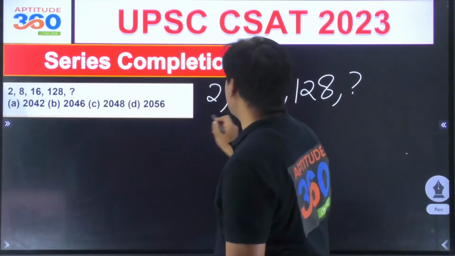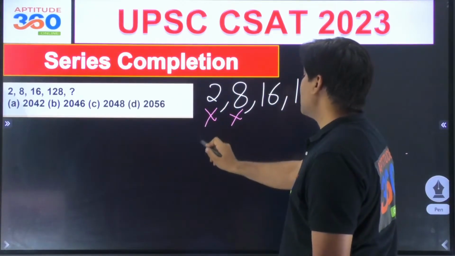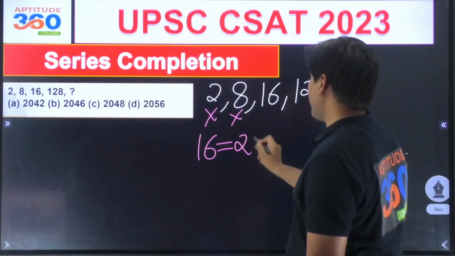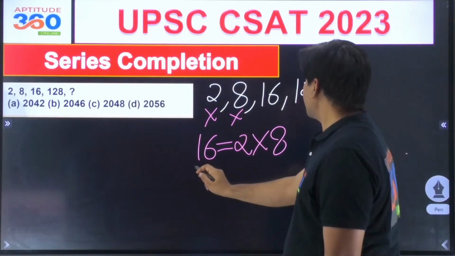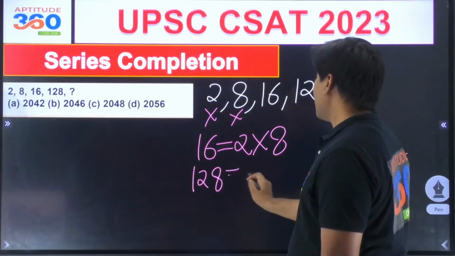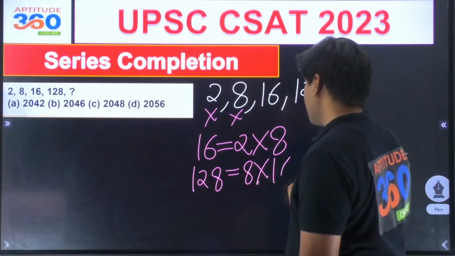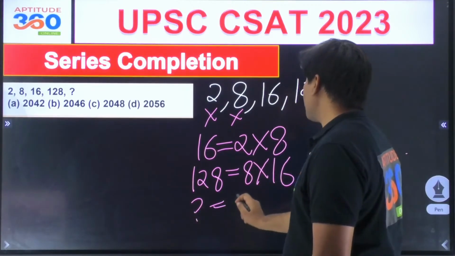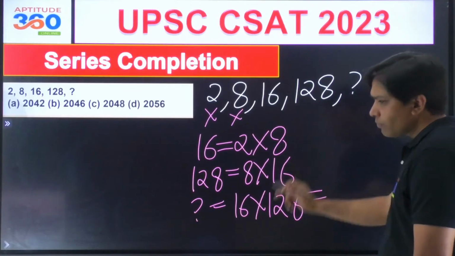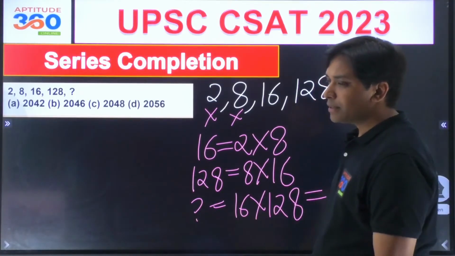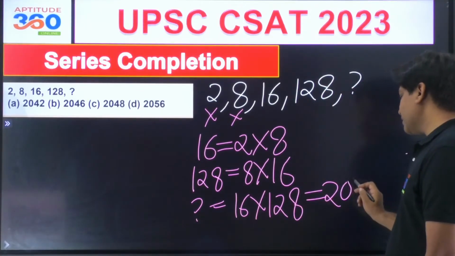What is happening out here? If you just leave these two, 16 is 2 into 8, the product of the first two, and then 128 is going to be 8 into 16. So the next number is going to be 16 into 128. निकाल डालो इसको, 2048. Is this okay?